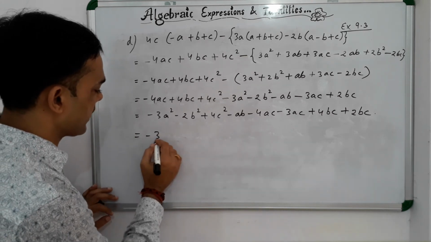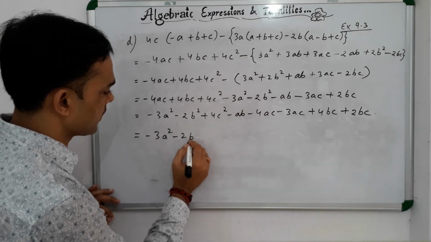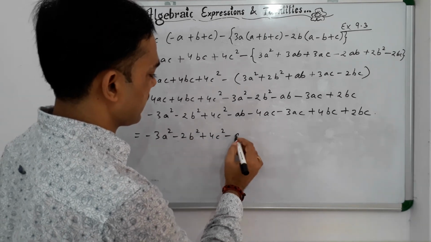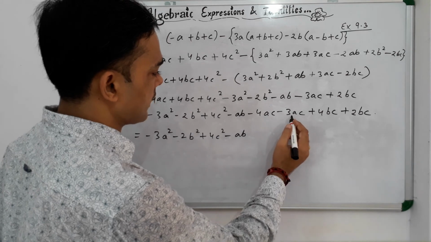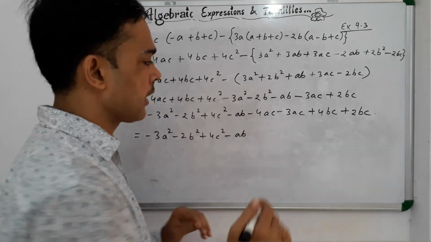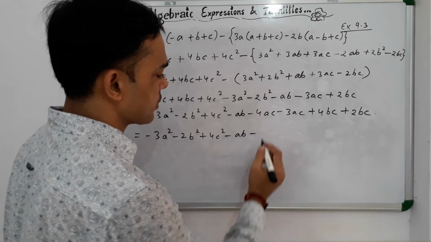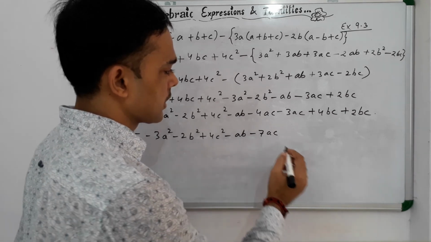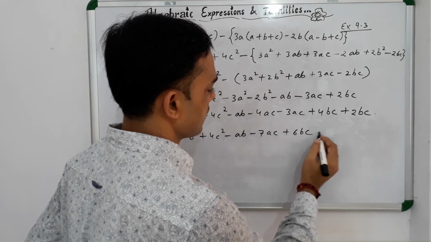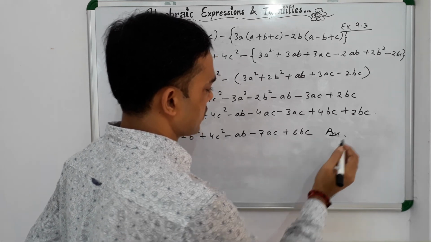Now it will be minus 3a square minus 2b square plus 4c square, then minus ab. Then these two are the like terms. They both have same sign, so they will be getting added, and we'll put negative sign, minus 7ac. Then this is plus 6bc. This is your answer.